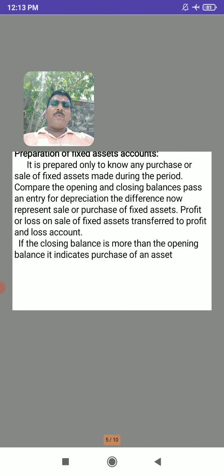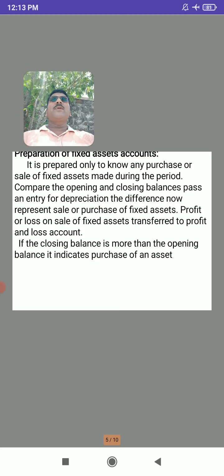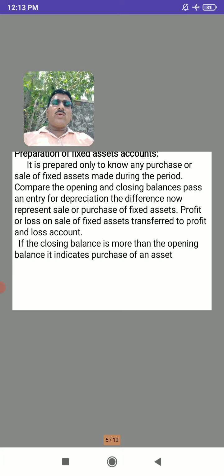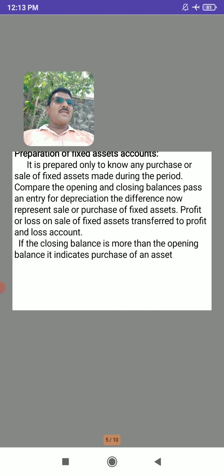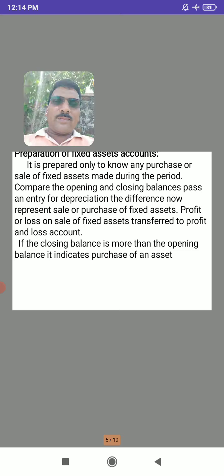So next is the preparation of the fixed asset account. We already saw in the last session why this fixed asset account is prepared. This account is prepared only to know any purchase or sale of fixed assets made during the period, whether any assets are purchased or sold out.